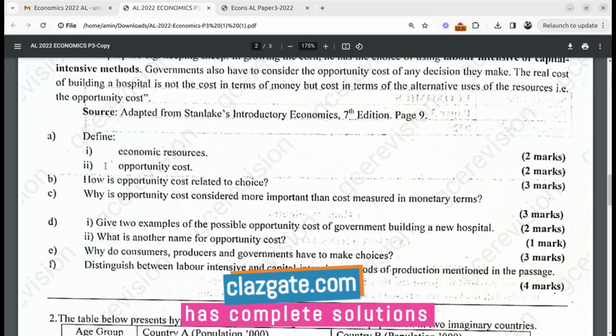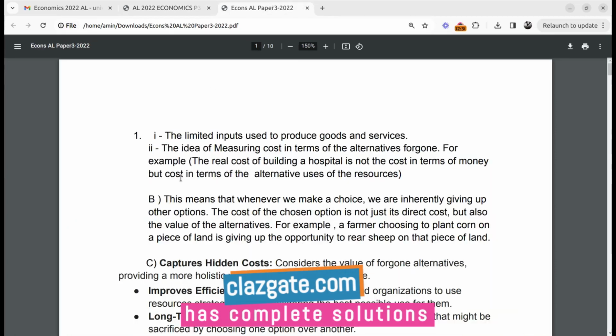Question 1A, sub 2, define opportunity cost. Opportunity cost can be defined as the idea of measuring cost in terms of the alternatives forgone. For example, the real cost of building a hospital is not the cost in terms of money, but cost in terms of the alternative uses of the resources. Okay.